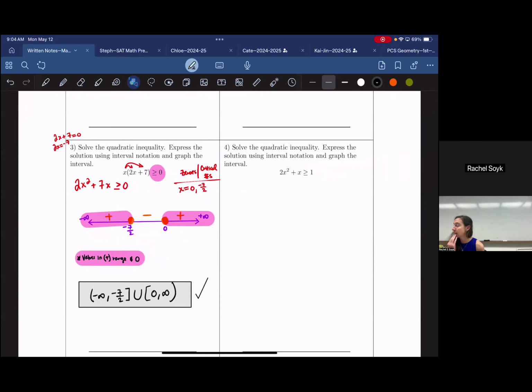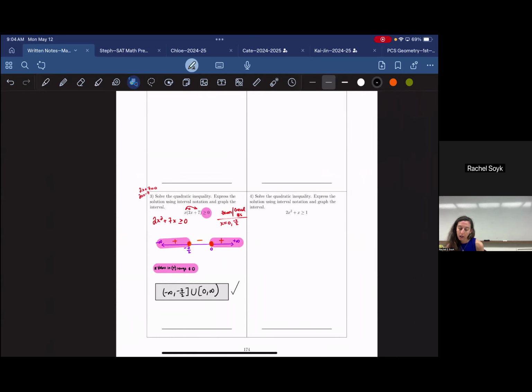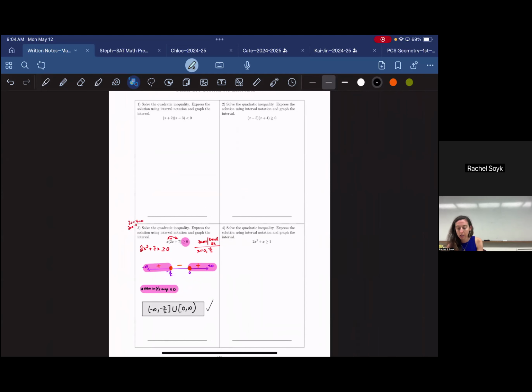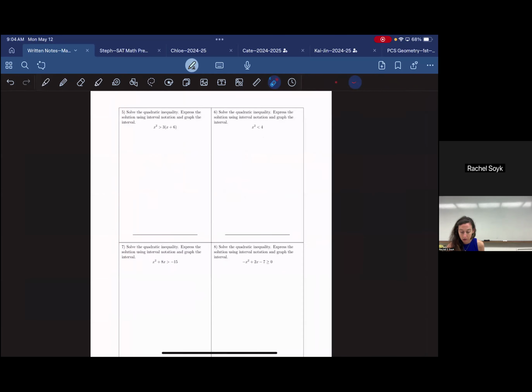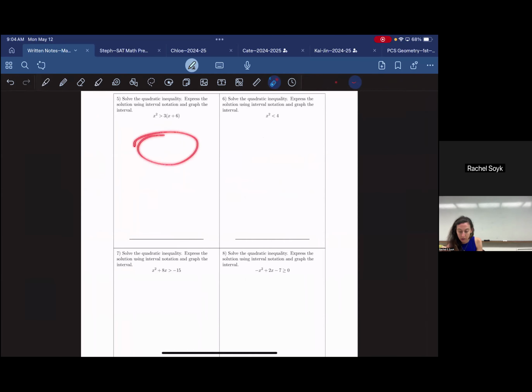Any questions on this? Highly, highly recommend you guys try and do these on your own. And then there's another page as well dealing with the same exact procedure. Move everything to one side so that 0 is on the right-hand side. Find your critical numbers by factoring or utilizing your quadratic formula, test values, put it on your number line, and finally put it into interval notation.